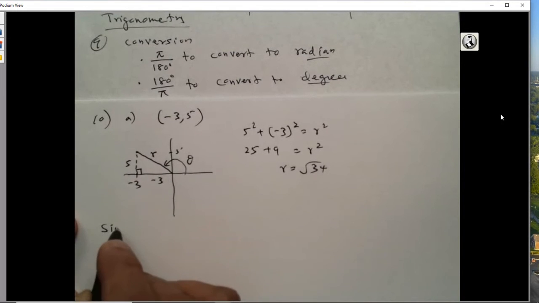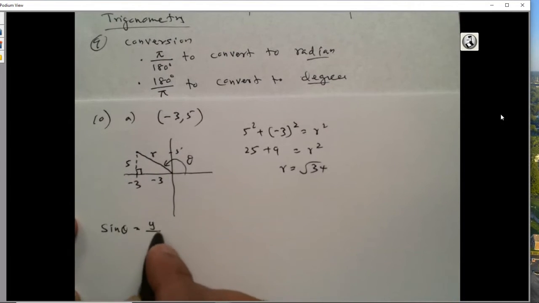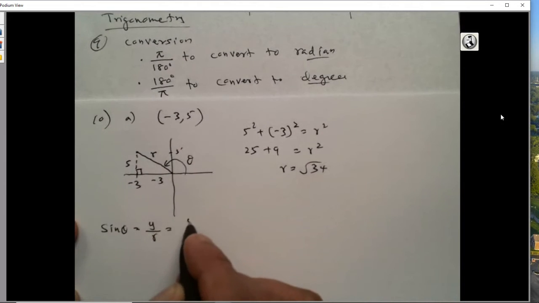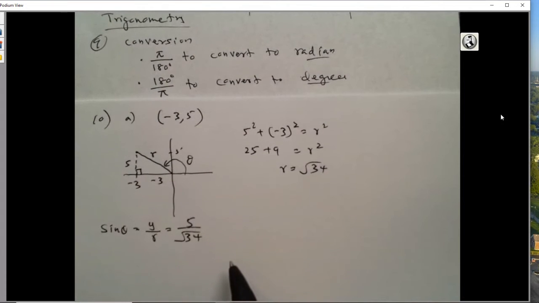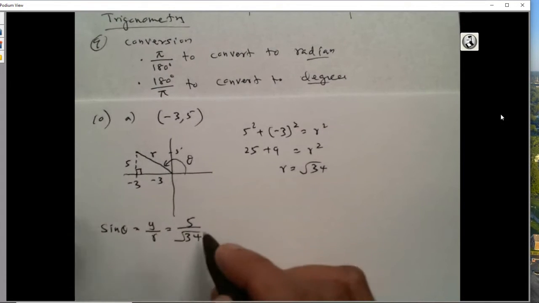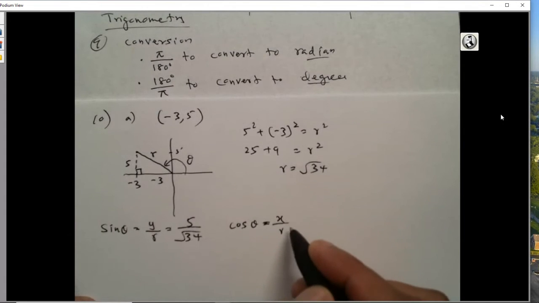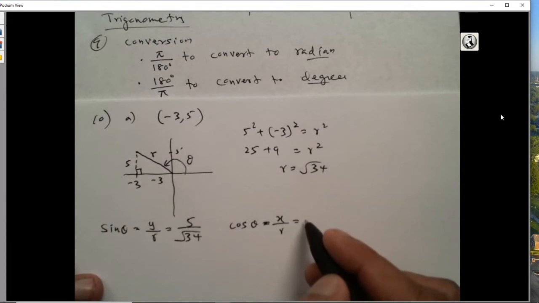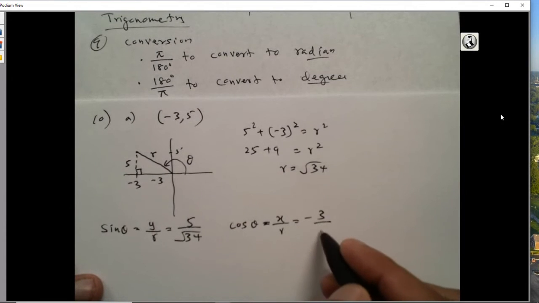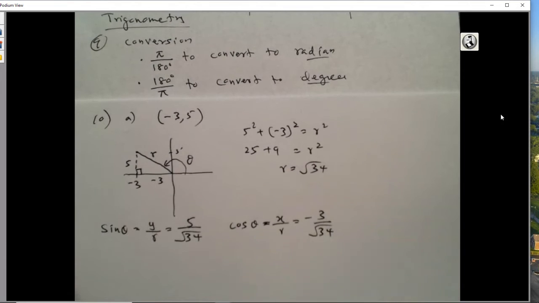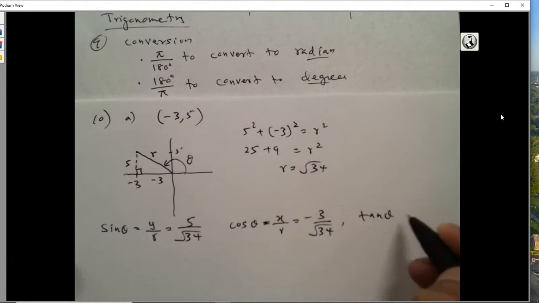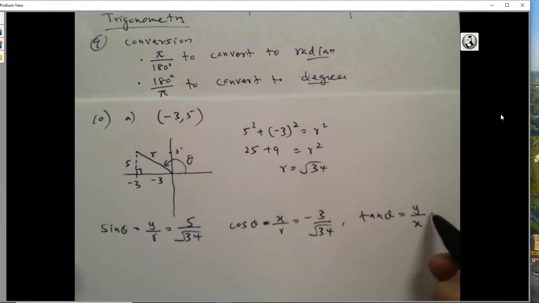So let's go with sine theta, which is y over r. Y means 5, over r means square root of 34, and we leave it like that. We are not going to rationalize. We don't do that for trigonometry. And the cosine theta, which is x over r. So x means -3. We put the negative sign in front, over square root of 34. And the tangent. Tangent means y over x. So y means 5, x means -3.